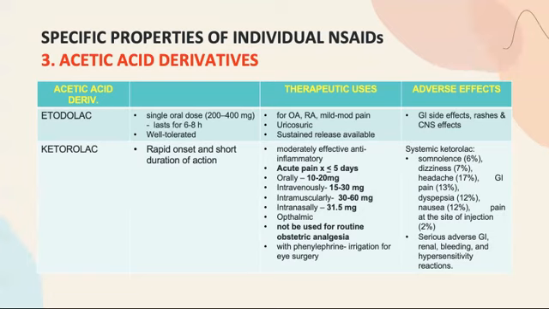The side effects of systemic ketorolac include somnolence, dizziness, headache, GI pain, dyspepsia, nausea, and pain at the site of injection. Serious adverse GI, renal, bleeding, and hypersensitivity reactions to ketorolac may occur.